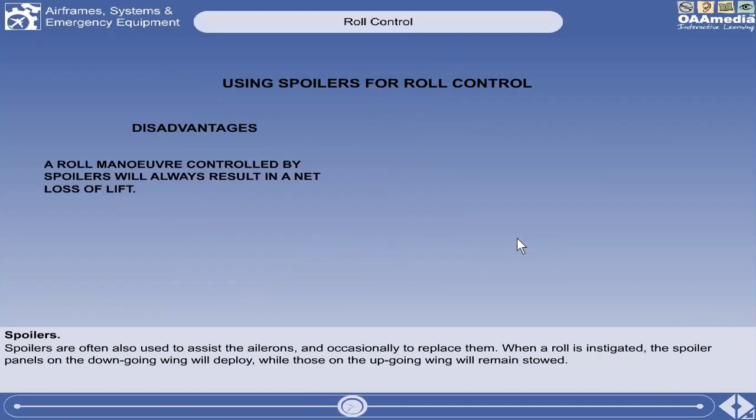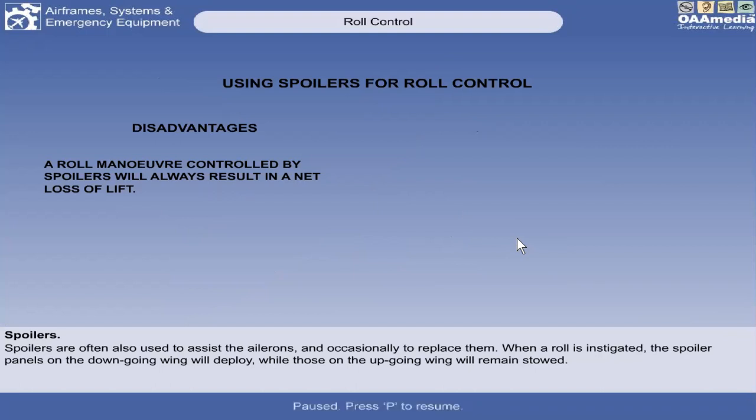Unlike the aileron, spoilers cannot increase lift, and so a roll maneuver controlled by spoilers will always result in a net loss of lift. Okay, so this is the disadvantage of using spoilers for roll control. The spelling of maneuver here is also the British English. A roll maneuver controlled by spoilers will always result in a net loss of lift, because the purpose of spoilers is to disrupt the airflow on the upper portion of the wing. So therefore, it results in a net loss of lift.